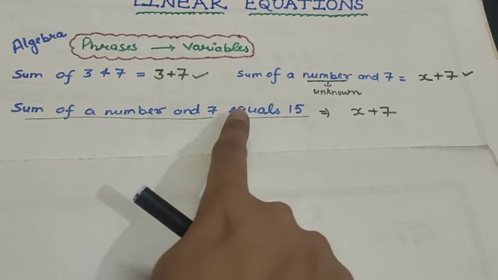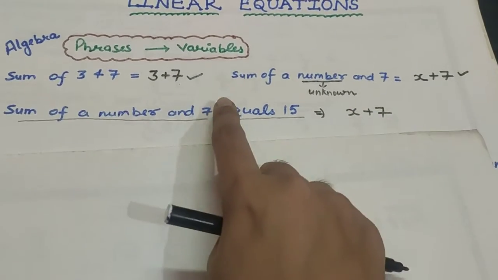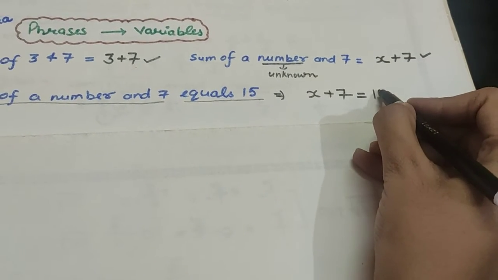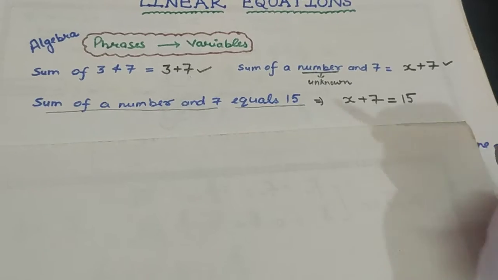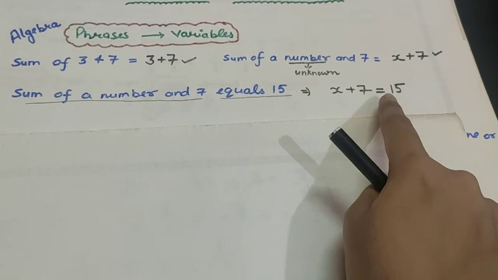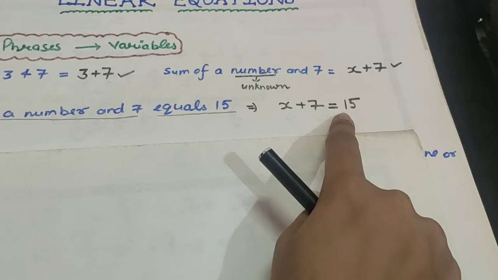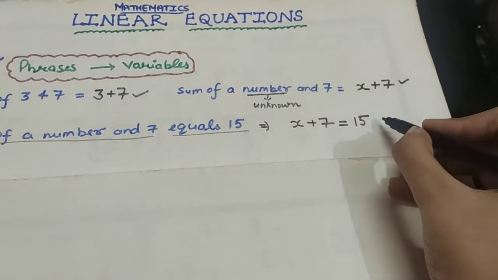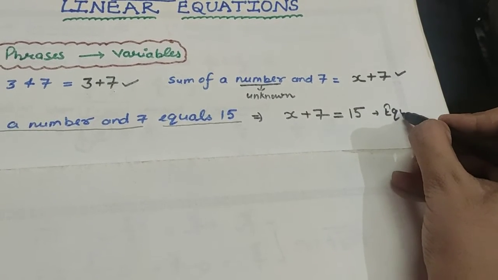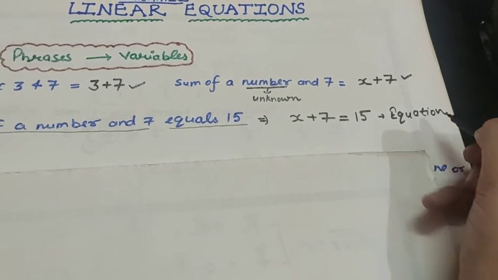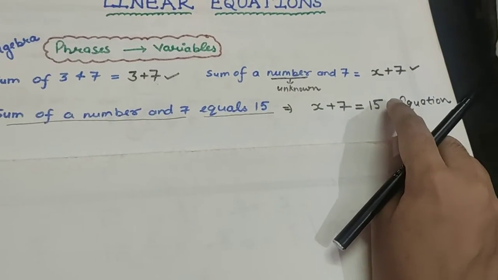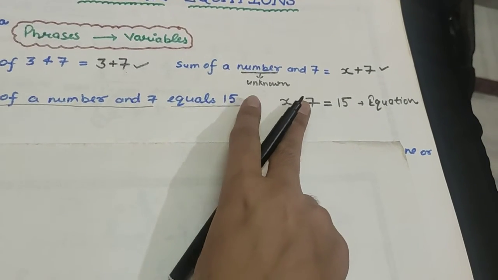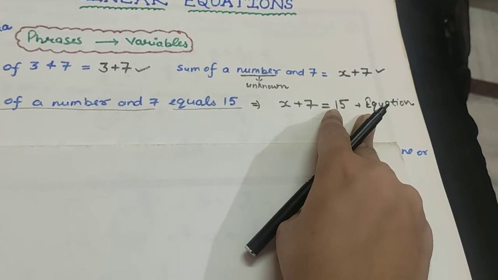Sum of a number and 7. Now come to the second part, that is equals 15. That means it is equal to 15, right? So we can represent this phrase like this. Well, is this an algebraic expression? No, this is not an algebraic expression. This is an equation, right? This is called so because we are equating two sides, this side and this side.